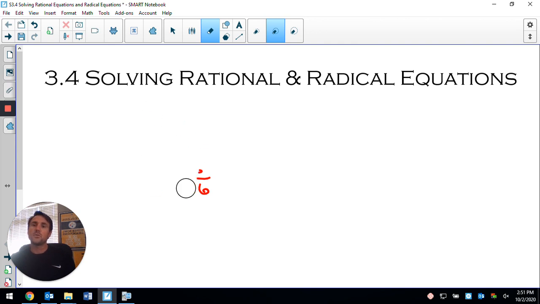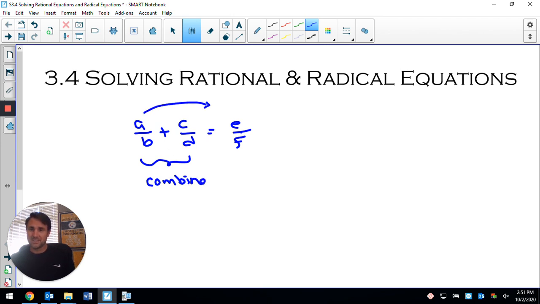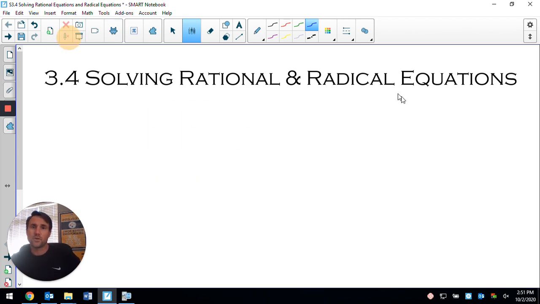Now, what would we have to do if there were several fractions on a single side, like in this case? Well, if that was the case, then you would have to find a way to combine these two fractions into one, or maybe you move this one to the other side. Those are two possibilities, but you cannot do the cross products until there is a single fraction on each side. Now, as far as radicals are concerned, those are things with roots.